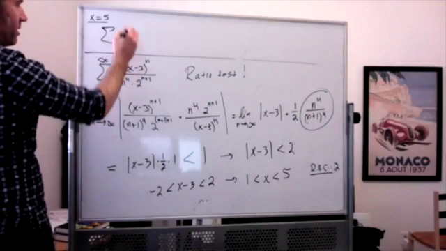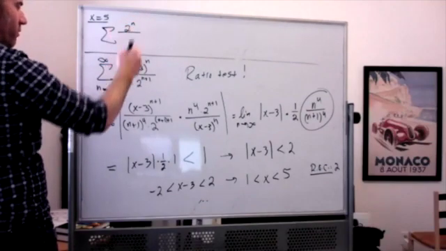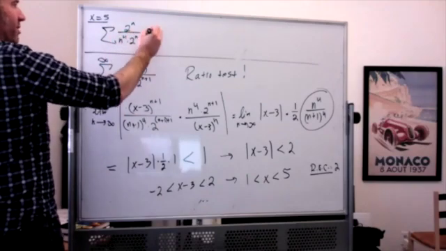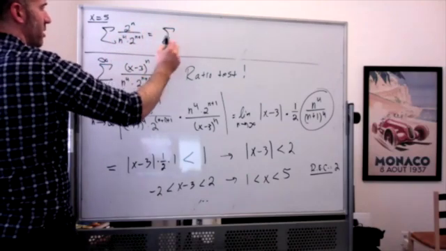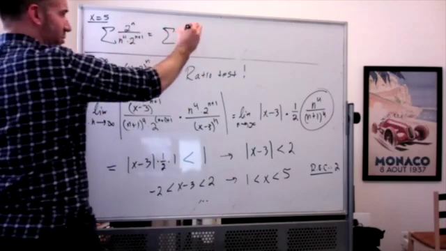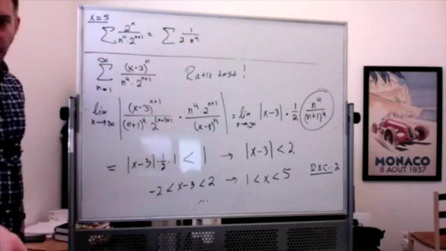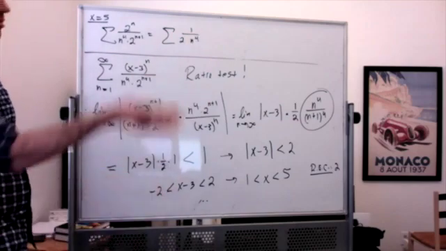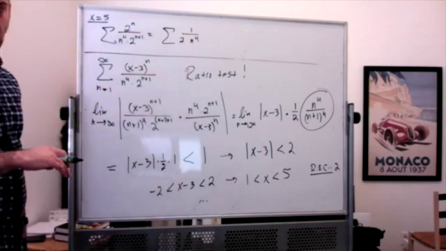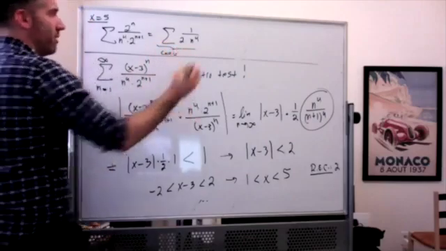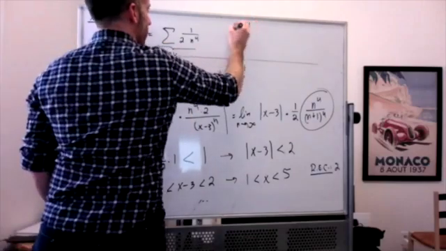So 5 minus 3 is 2 to the n over n to the 4th times 2 to the n plus 1. That's equal to the sum, and cancel out the 2s. That's going to be 1 over 2 n to the 4th. That converges. We know it converges. I can bring out the 1/2, and then it's just a p series. So this converges.